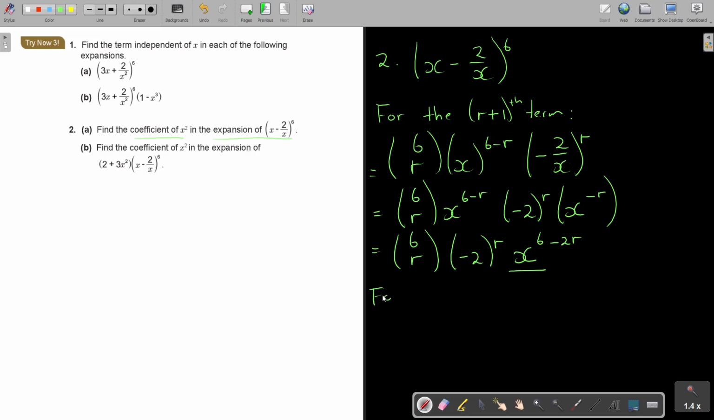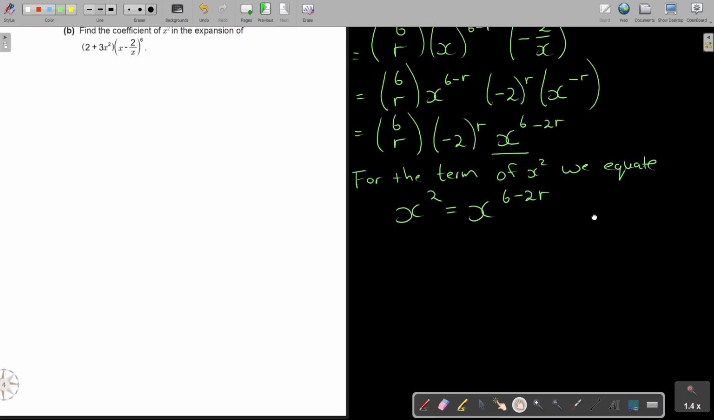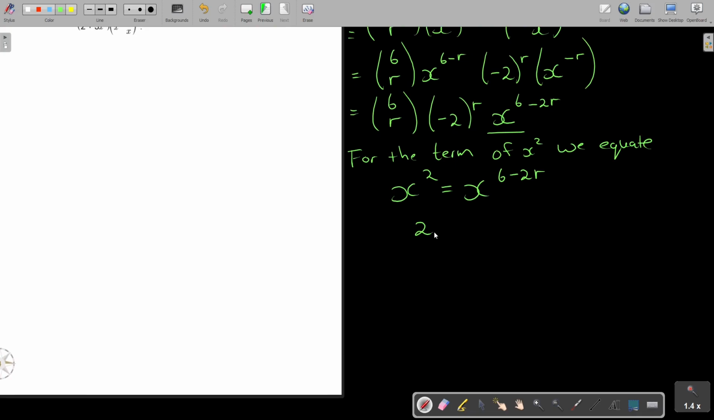So for the term of x squared, we equate, and then it will be x squared equals x to the 6 minus 2r. Then it's going to be 2 equals 6 minus 2r. So 2r equals 6 minus 2. So 2r is equal to 4. So therefore, the value of r is 2.